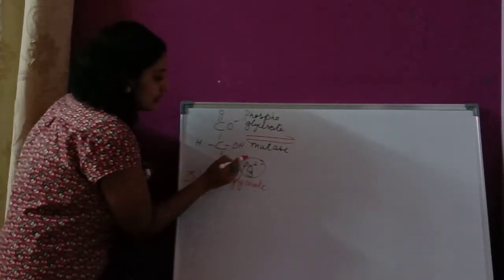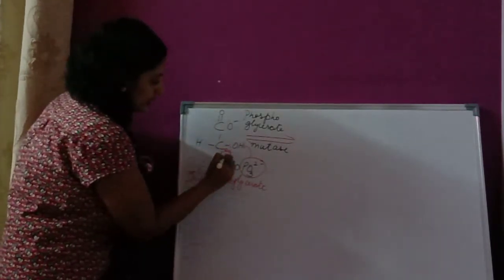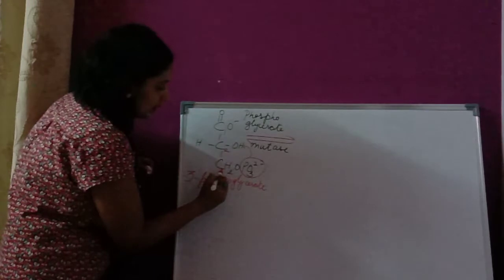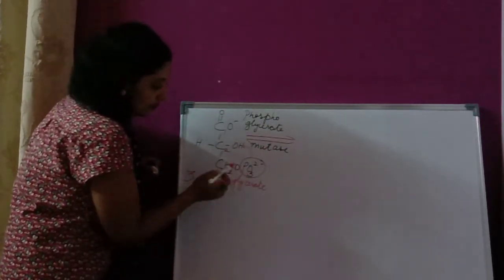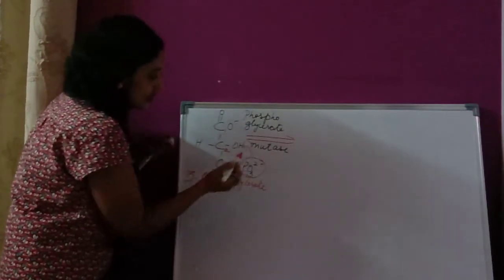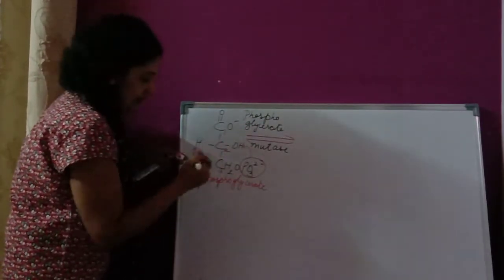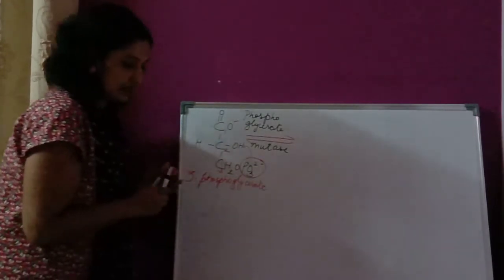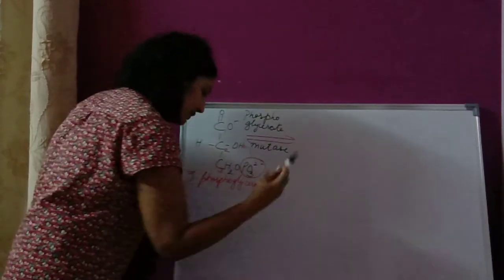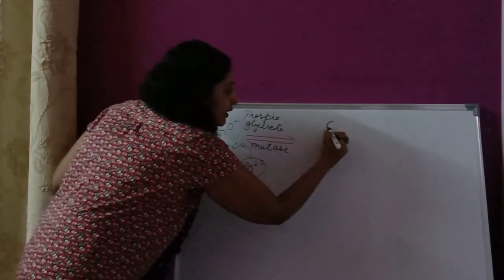this PO3 gets transferred to second carbon atom. So first carbon, second carbon, third carbon. So mutase does this role. Mutase transfers PO3 from third carbon atom to second carbon atom. So resulting in the formation of 2-phosphoglycerate. 2-phosphoglycerate means you have to write again from starting 3 carbon.